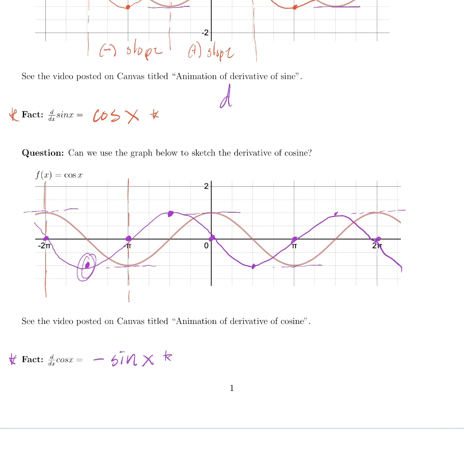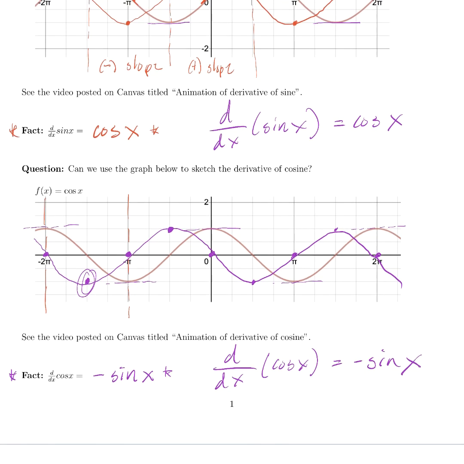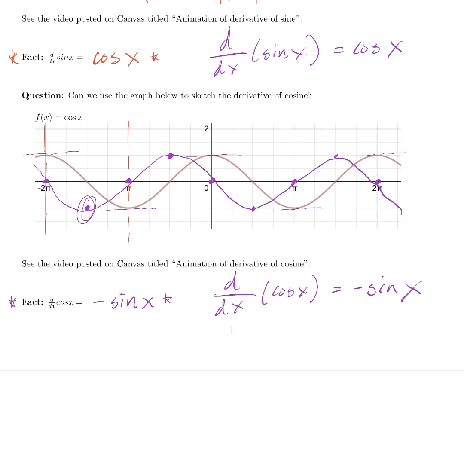So two key facts. The first, the derivative with respect to x of sine of x is cosine of x. And the second, the derivative with respect to x of cosine of x is negative sine of x. Those are the two things we need to be able to work on the activity for section 2.4. If you'd like to see an animation of those things being sketched out, you can check those videos. They're really short, and I posted them on Canvas. And other than that, take a stab at the activity.